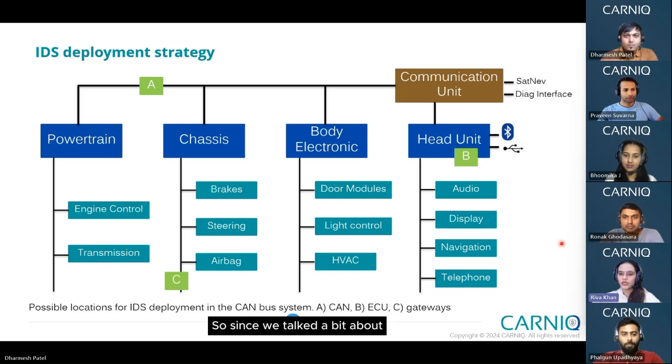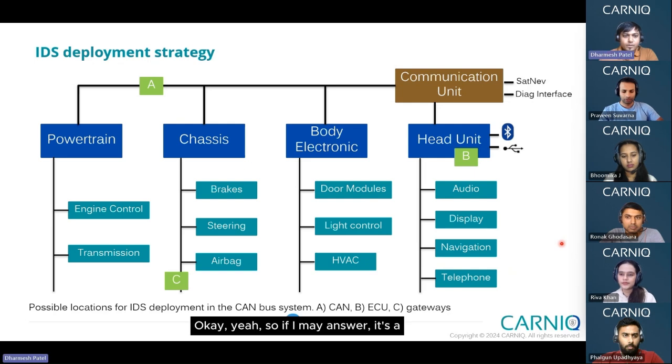So, since we talked a bit about machine learning, there are some popular terms in machine learning which are false positives, false negatives. So, this might occur in the IDS system as well. So, how do false positives and false negatives affect the performance of the automotive IDS systems?